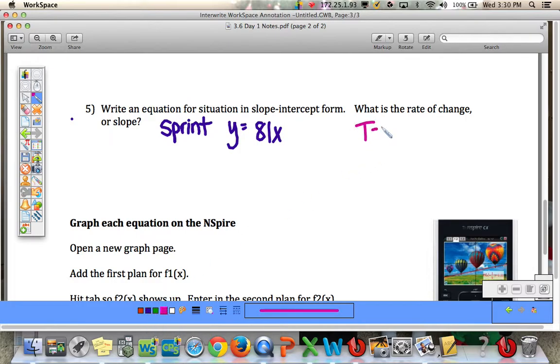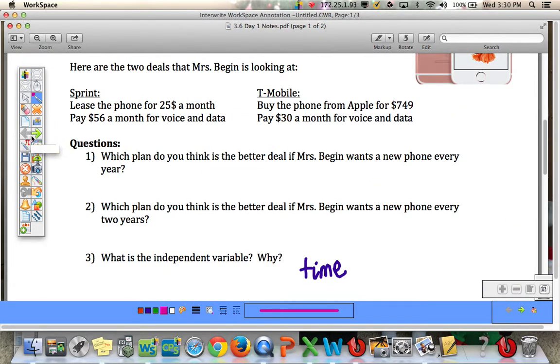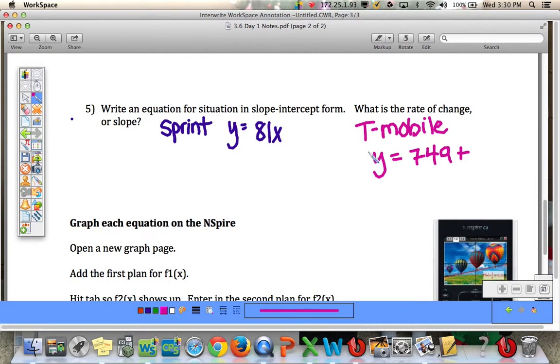T-Mobile, I'm going to buy the phone outright, so I will own the phone, and that y-intercept, the initial cost, is $749, and I think we're paying $30 a month for this plan. Yep, $30 a month for voice and data. So that's our slope. So the rate of change is the monthly payment, and that would also be our slope. In T-Mobile, the starting cost would be $749.